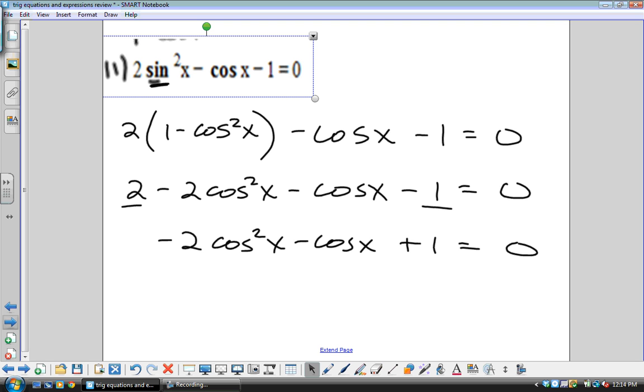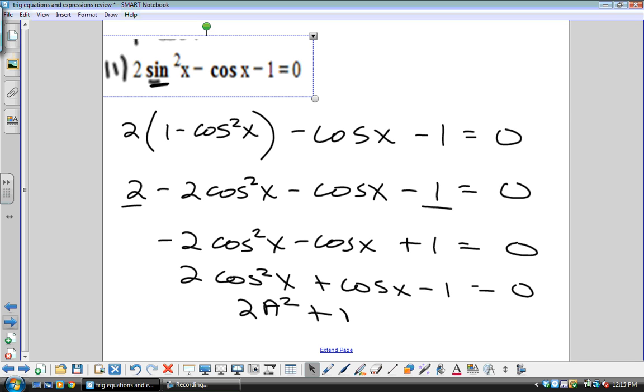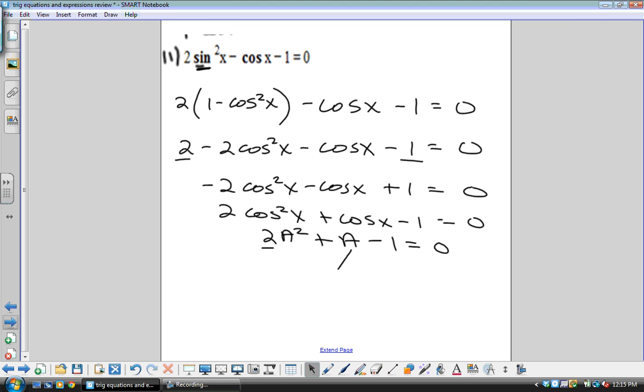Okay, now let's, again, get rid of the negative. Now let's make our substitution and use our nice quadratic form here. So 2a squared plus a minus 1 equals 0. Now we'll have to split this one. We've got the leading coefficient. Factors of 2 that subtract to be 1 would be 2 and 1. So there'll be different signs here. It'll be plus 2 and minus 1.